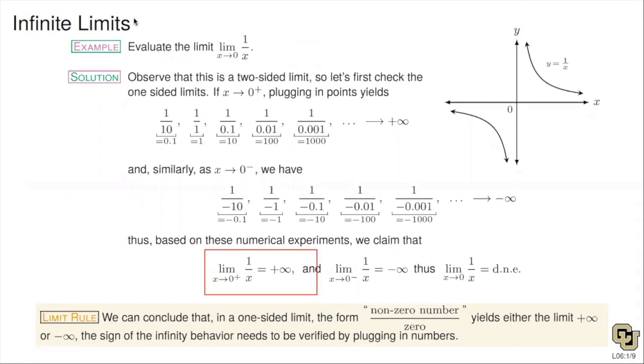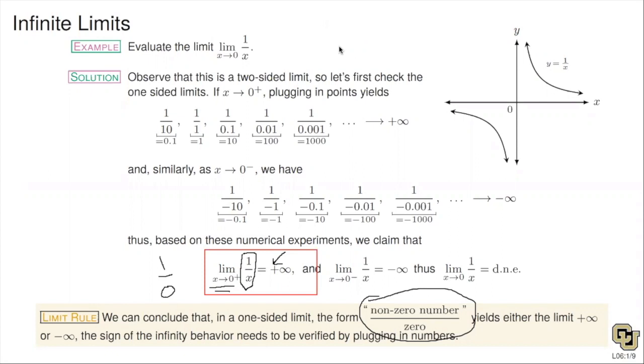If we apply the limit, if I plug in the x, remember I always say the first rule of limits is to plug in. So I plug in x, I get 1 over 0. So that's my non-zero number over 0. And now check the sign of 1 over x. 1 over x, as x approaches 0 from the right, is always positive. That's why this is a plus infinity.